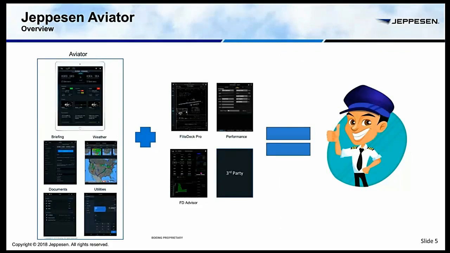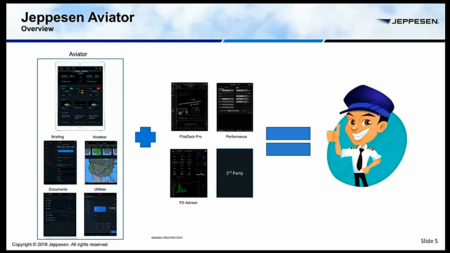So Jeppesen Aviator as an application has 4 main modules. The pilot always starts off at the Aviator dashboard, and off to the left in the image, you can see that we have Aviator at the top. That's the dashboard view. And then at the bottom, we have the 4 modules contained within Jeppesen Aviator.